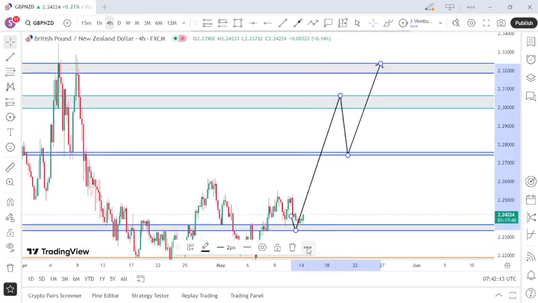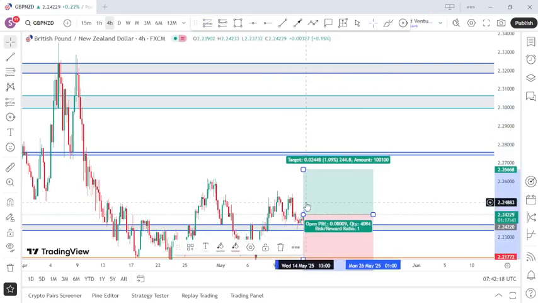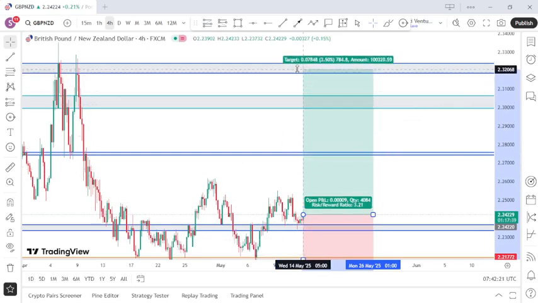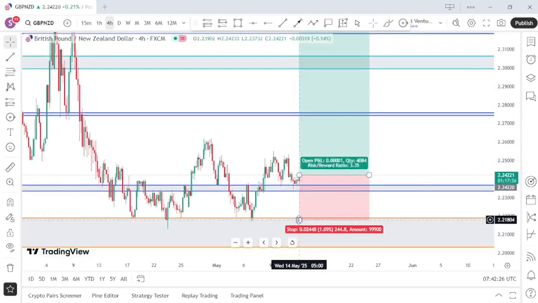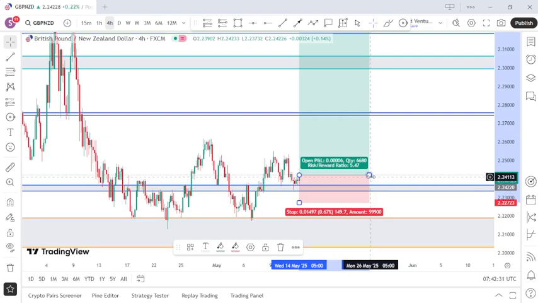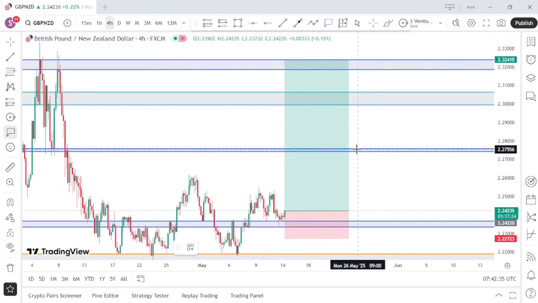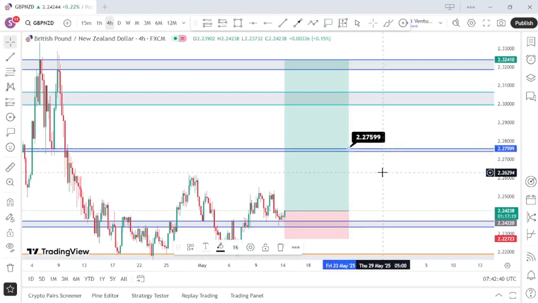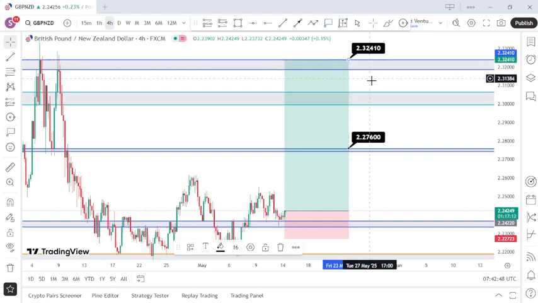So on GBP NZD, we are buying now. Buy GBP NZD now. That's a very nice setup. Our TP1 will be here, then here will be our final target.